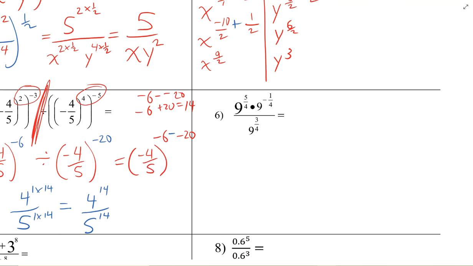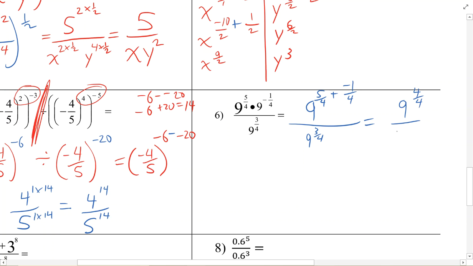Okay, next one. So we could do the answer at the top. What do we do when we multiply the same base? Add your fractions. So 5 over 4 plus negative 1 over 4. What do we get up top? So 4 over 4? 5 minus 1?